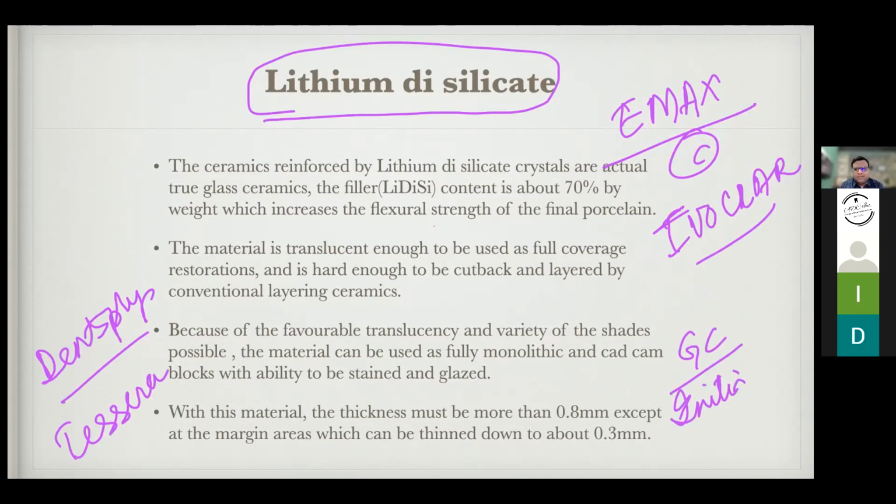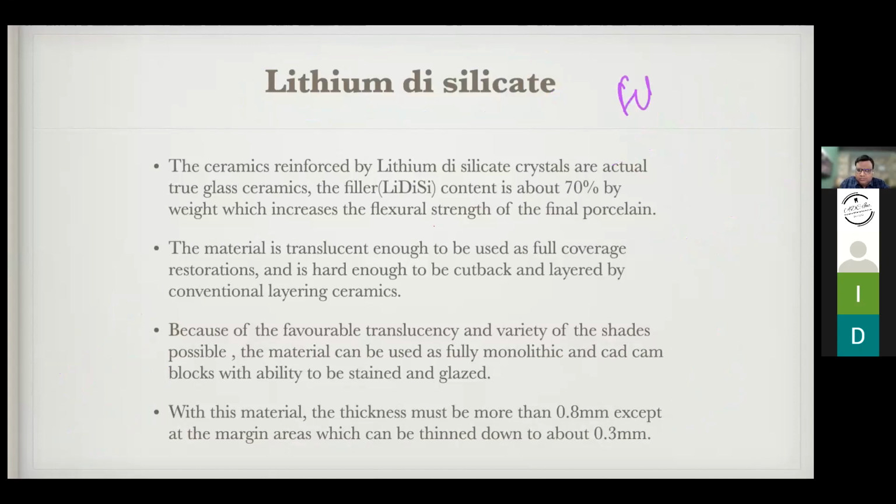Now, what's the difference between lithium disilicate and lucite? When you take feldspathic porcelain and you add a molecule called lithium disilicate, lithium disilicate is basically the filler that was added. If you add a filler called lithium disilicate, the end result is called a lithium disilicate porcelain. That is what we use as Emax.